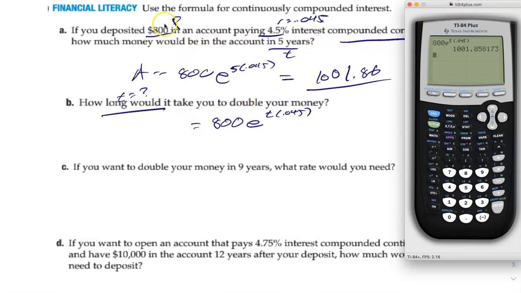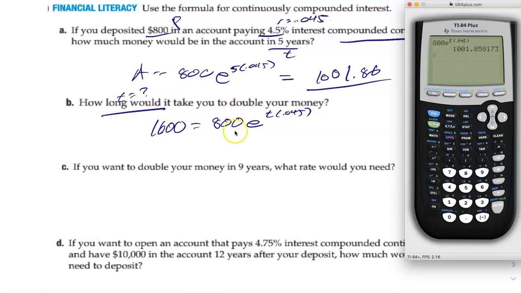How much is our money? $800. Double that would be $1,600. So the only thing you're missing here is the time. That's very important. I'm looking for time. Since they said double your money, you got to understand that I start with 800, and double that, I want to get to 1,600. After this, we just solve it.